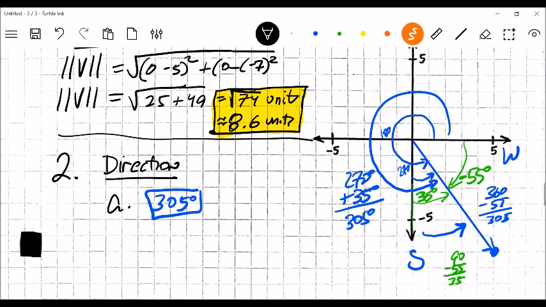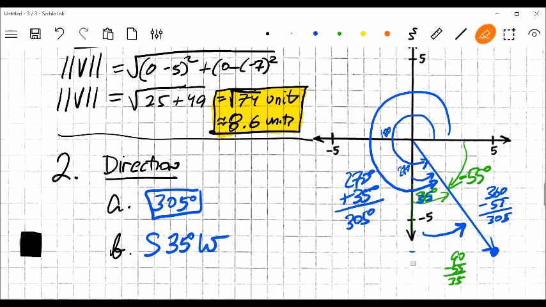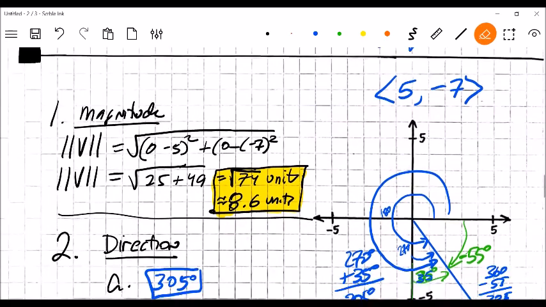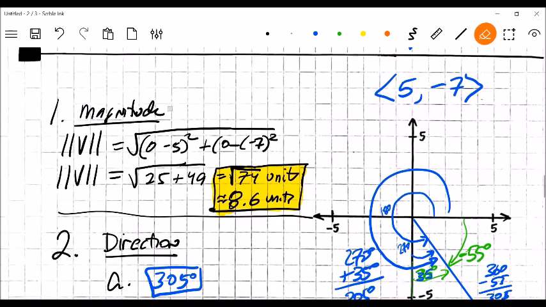Okay. And B, I know I have south, and I have west, and I need the amount in between, and we already figured it out with this being 35. Oh, hold on a second. If you caught this, you realize that that's supposed to be the east there. Okay. Now I think I'll just fix this whole thing.